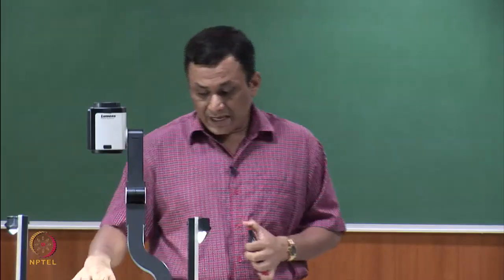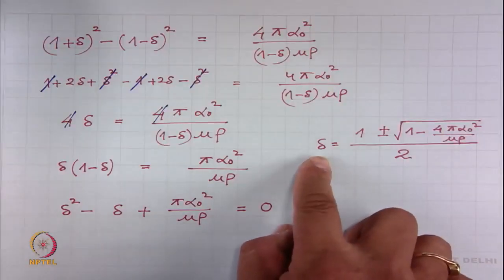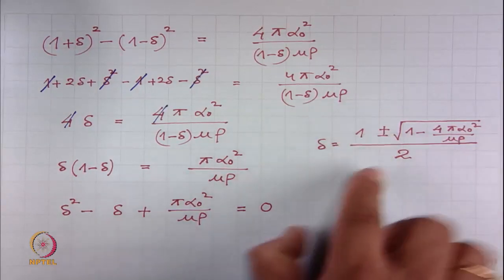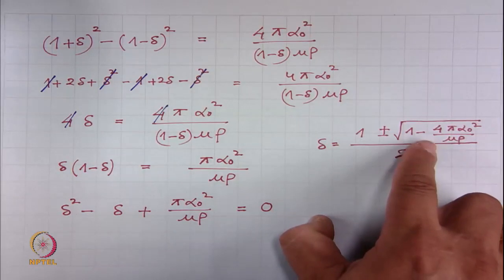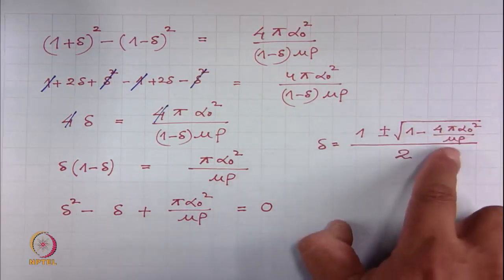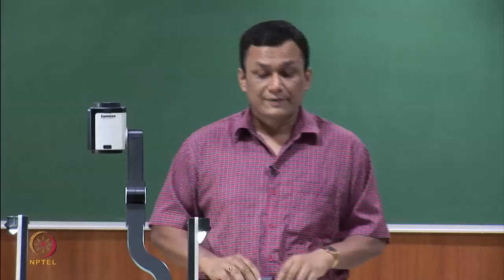What does this expression say? This expression is your yarn interaction: delta is equal to 1 plus minus root over 1 minus 4 pi alpha naught square divided by packing density mu into rho, and whole divided by 2. Okay.